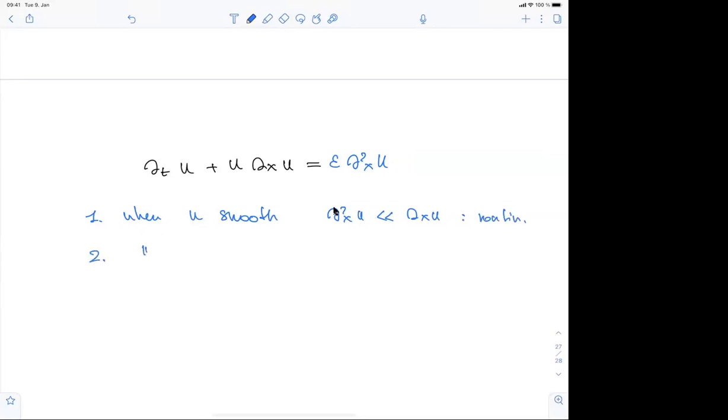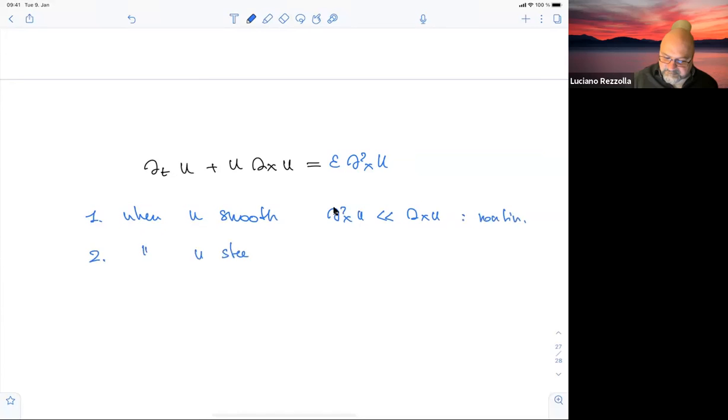But when u steepens, okay, then dx squared, the second derivative, can become much larger than the first derivative. And then you have a parabolic equation or a diffusion equation.